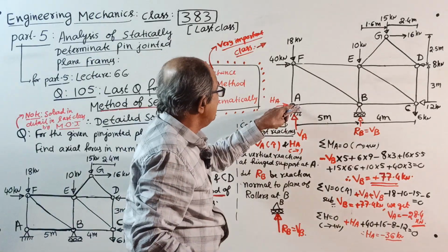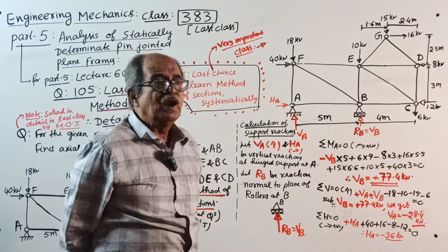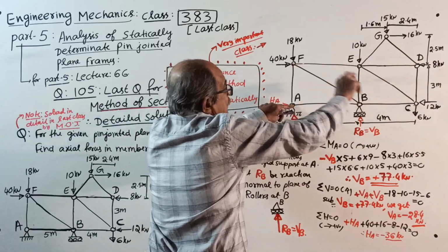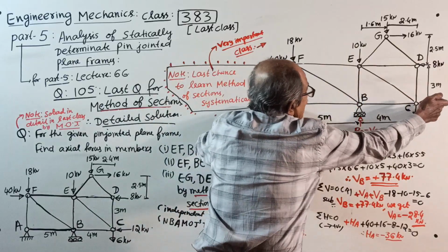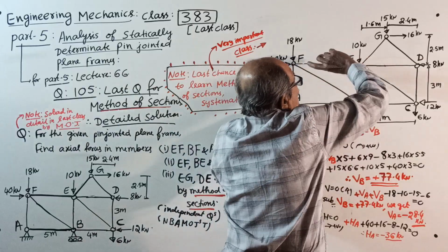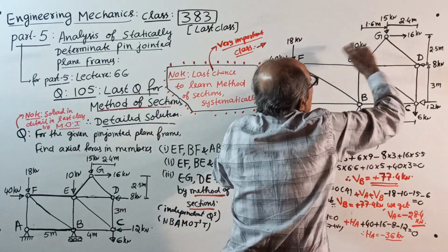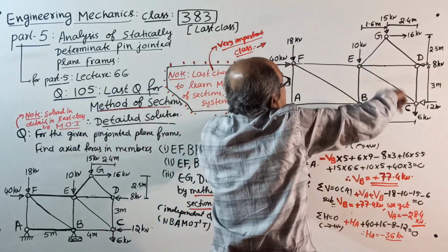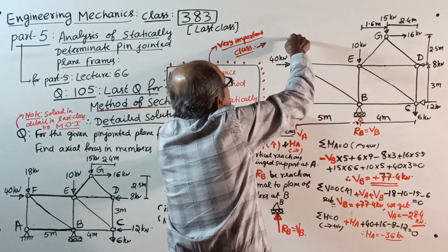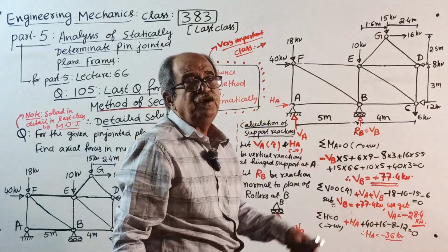Now take moment about A. Why moment about A? I told last time: about the point where more unknowns are there. So clockwise positive: minus VB into 5, plus 6 into 9, 12 into 0 no need of writing, minus 8 into 3 anti-clockwise, minus because anti-clockwise. 16 into 5.5 clockwise, plus 15 into 5 plus 1.6 is 6.6 clockwise, plus 18 into 0, 40 into 3 clockwise, equal to 0. You get the value of VB.